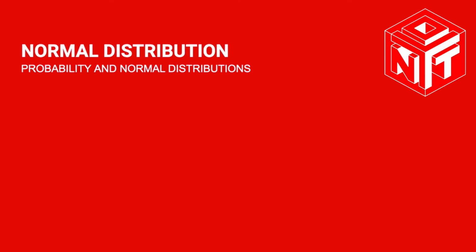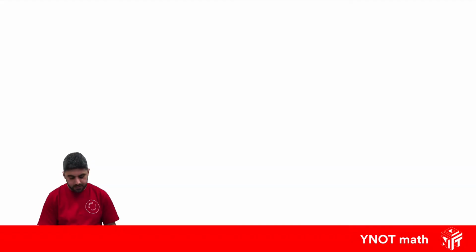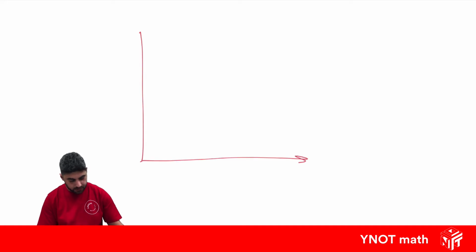Probability and normal distributions. So here we're going to use our knowledge of the percentage of scores in a normal distribution that lie within a z-score to work out probabilities. So we're just going to draw up another normal distribution. And we know that's where our mean, median, and mode is, and that's where our z-score of 0 is.